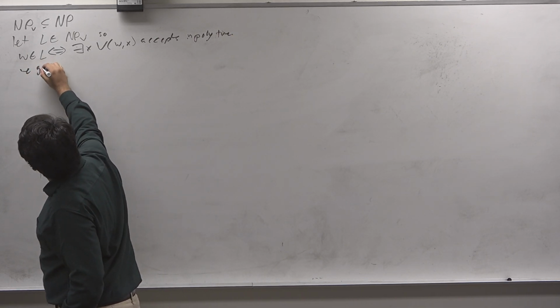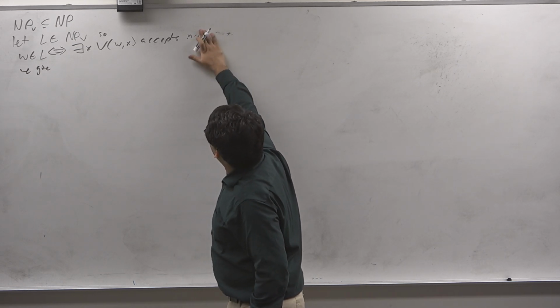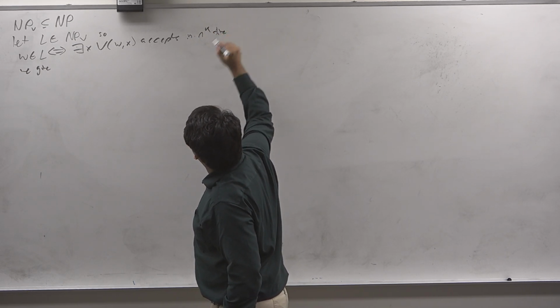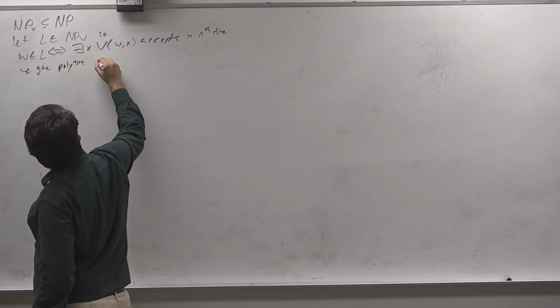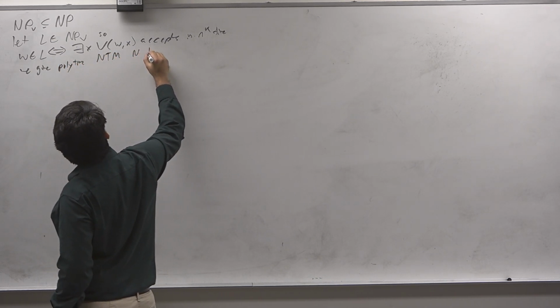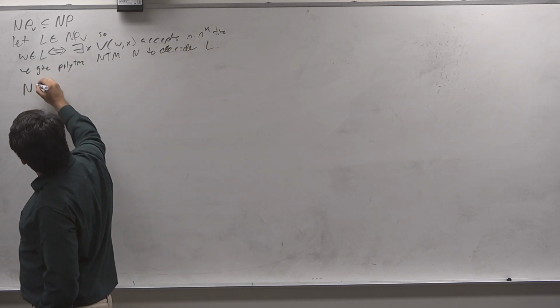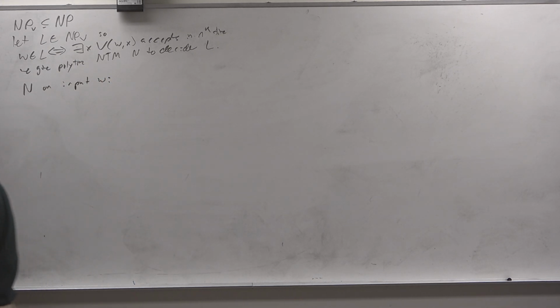We give n, and let's even say, forget polytime, let's be more specific. Let's say for some k, some n to the k time. We give a polytime NTM N to decide L.